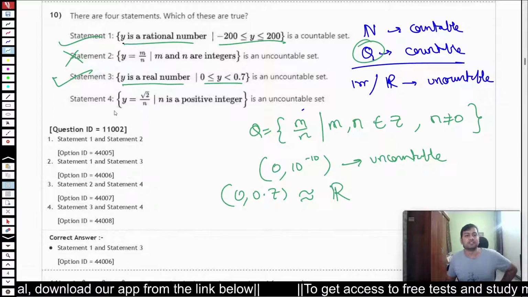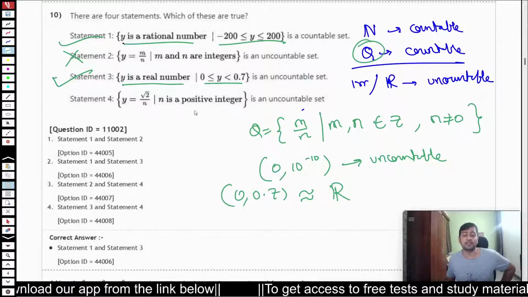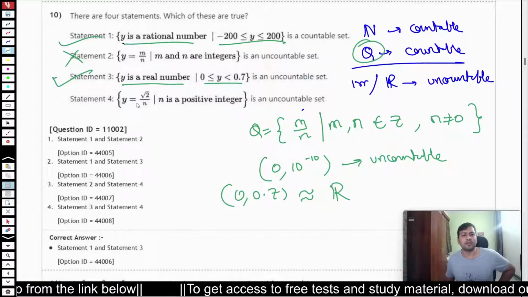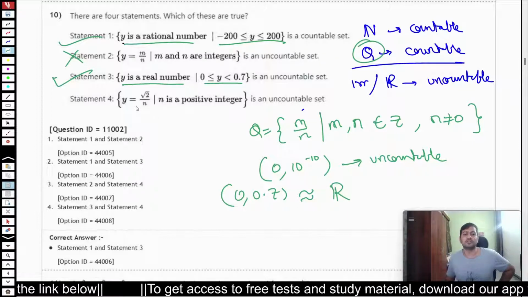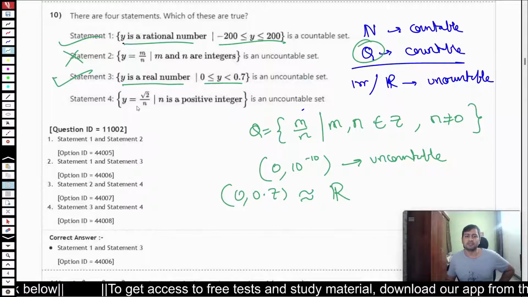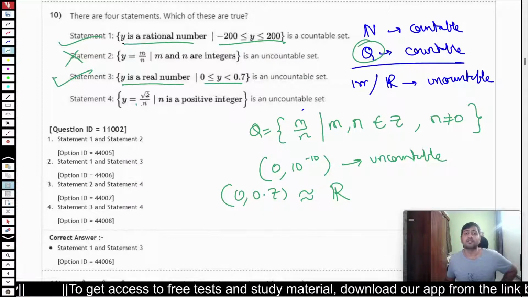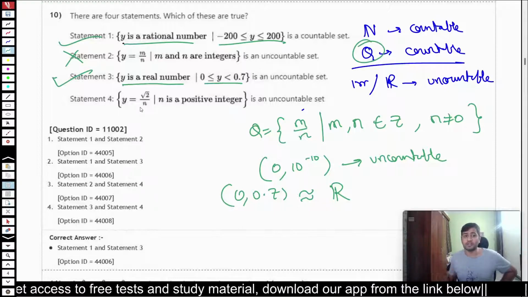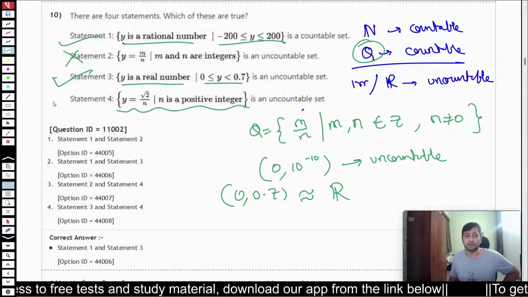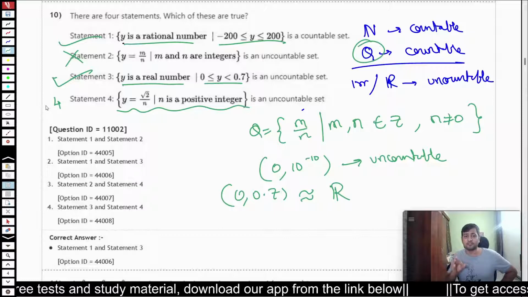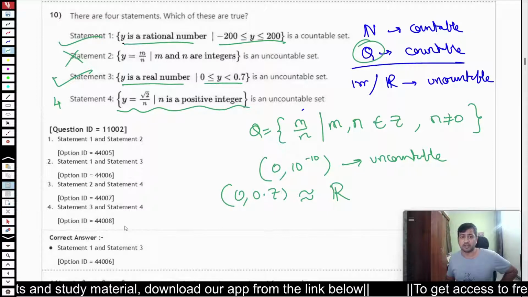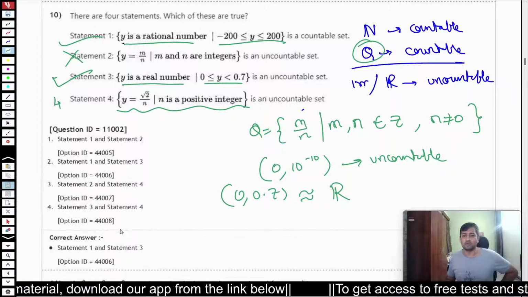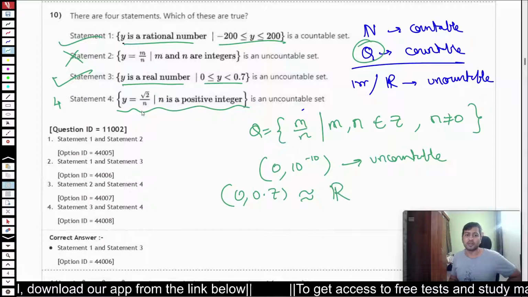Again, coming back. Statement 4, y equals to root 2 upon n where n is a positive integer is an uncountable set. So यहाँ पे, yeah, so these are all irrational numbers, right? So this is a set of irrational numbers. Sorry, this is not regarding irrational numbers. Can you construct a 1-to-1 function going from this set 4? Let me call this set 4. Can you go from set 4 to the set of natural numbers? Can you define a 1-to-1 function going from set 4 to the set of natural numbers? So yes, you can, right?